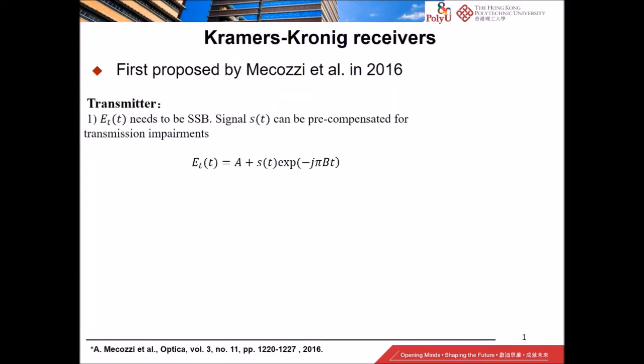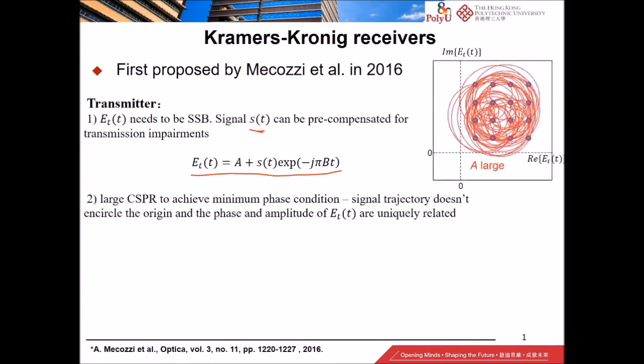Okay, besides single sideband interference cancellation, another approach that is related to single sideband signals is what we call KK receivers. It was first proposed by the Mecozzi group in 2016. Essentially, the idea is that the signal itself needs to be single sideband, and so the information signal can be precompensated for transmission impairments. So the overall signal with the carrier should look like this.